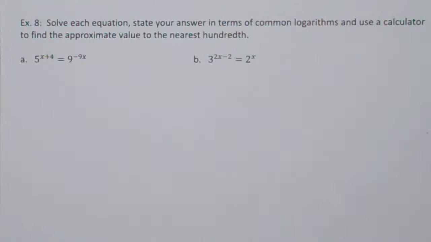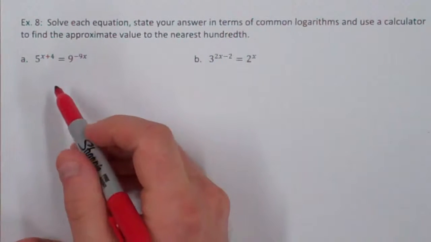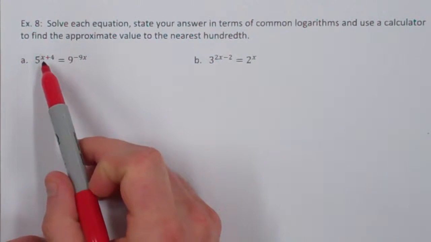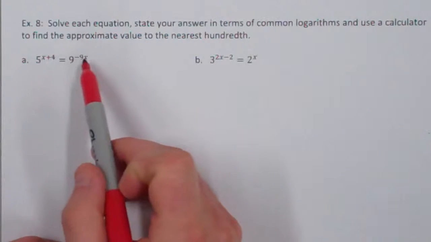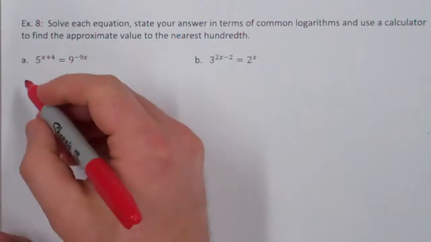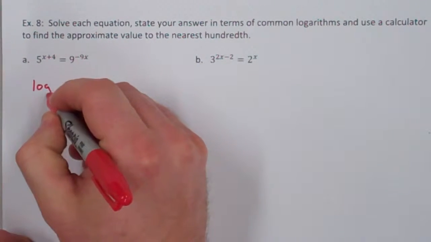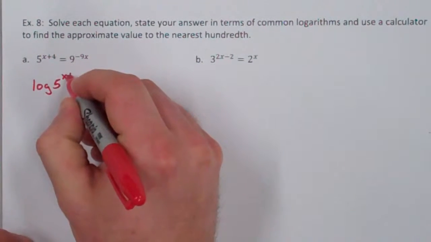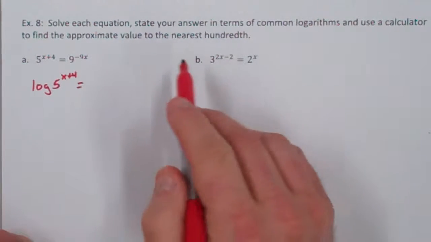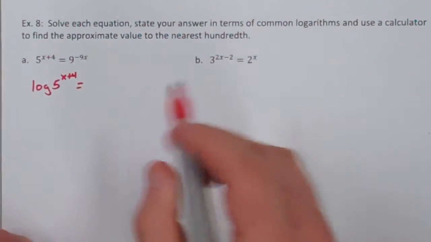In example 8, we're asked to solve each equation, state our answer in terms of common logarithms, and then use a calculator to find the approximate value to the nearest hundredth. The method I prefer to use with these types of problems, where we have a variable in the exponent position on each side, is just to take the logarithm of each side. Also, we're asked to state our answer in terms of common logarithms.